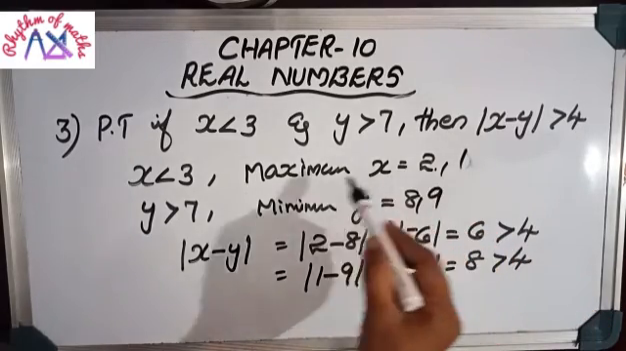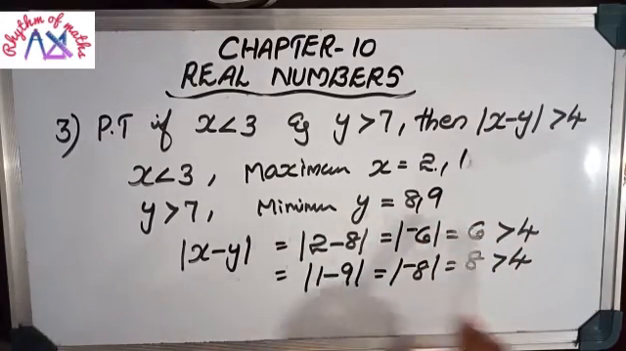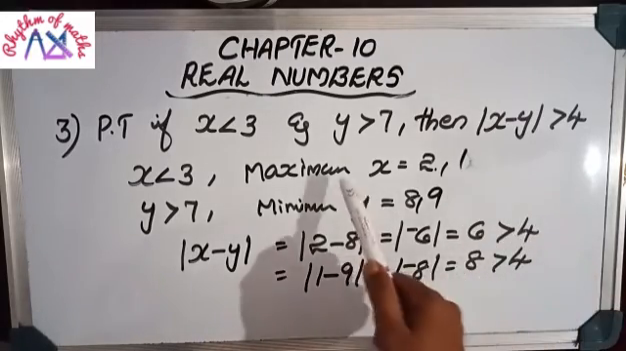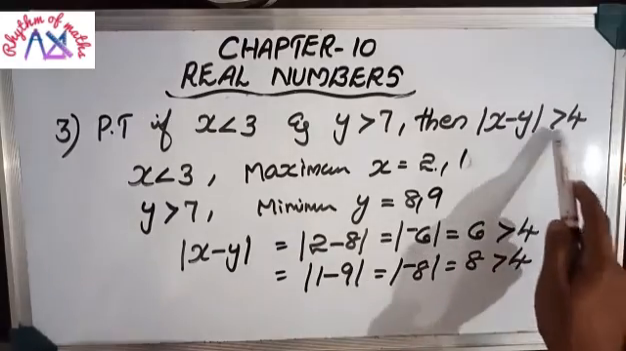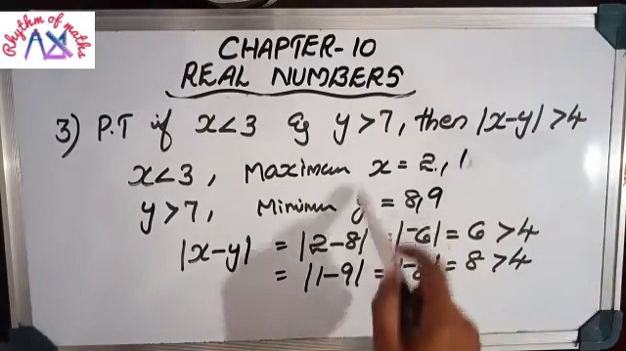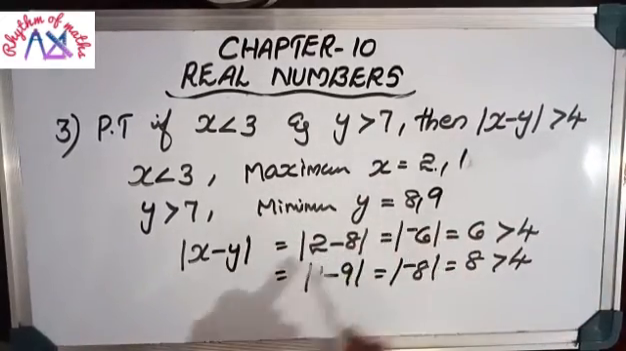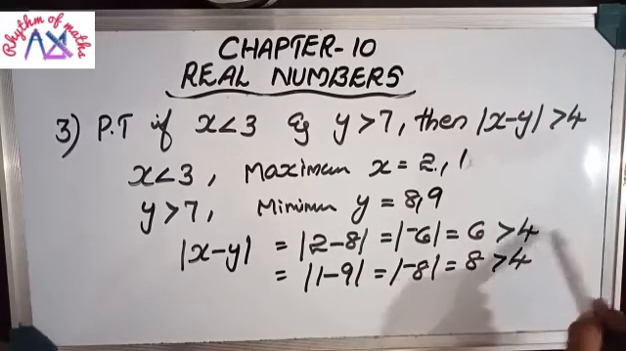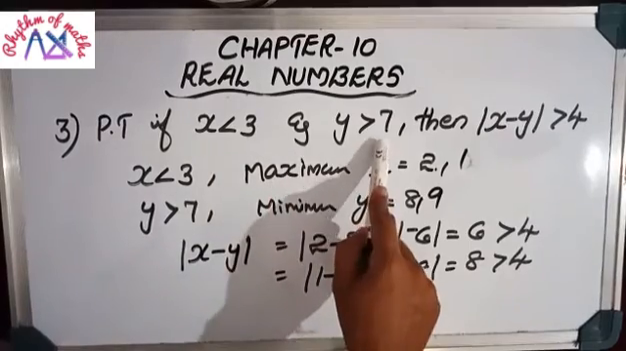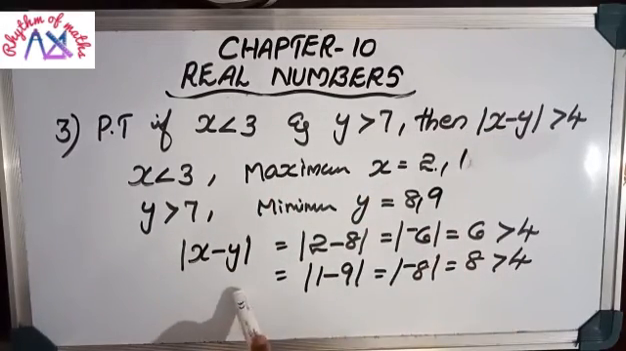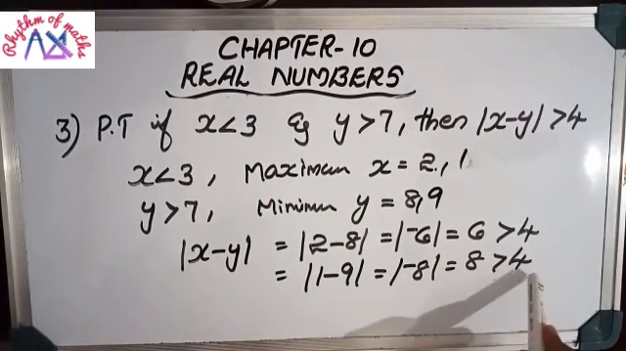Okay. So by choosing the maximum and minimum numbers themselves, we got an answer greater than 4. If we choose the next numbers, all the distances will be greater than 4. So choosing the maximum and minimum, the first step is enough. So this is the answer for the third one: if x < 3 and y > 7, then |x - y| > 4.